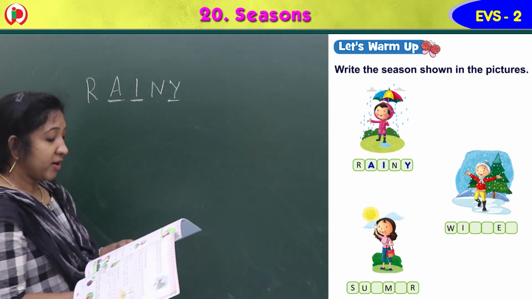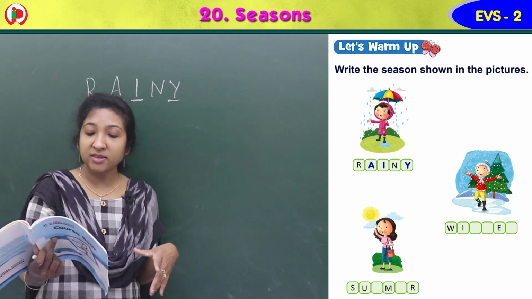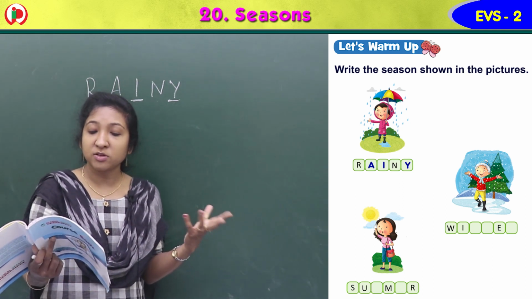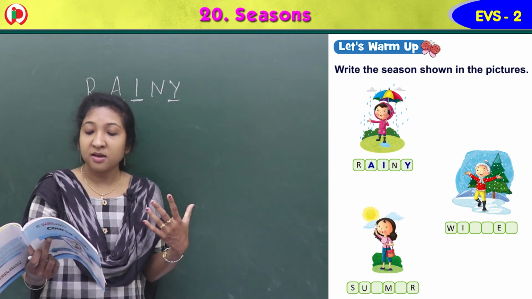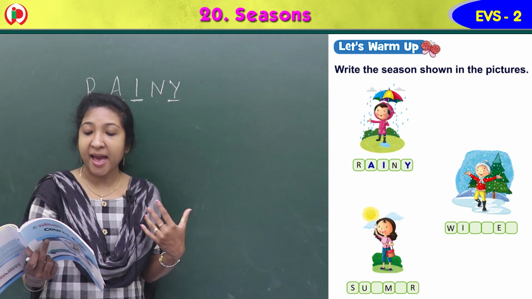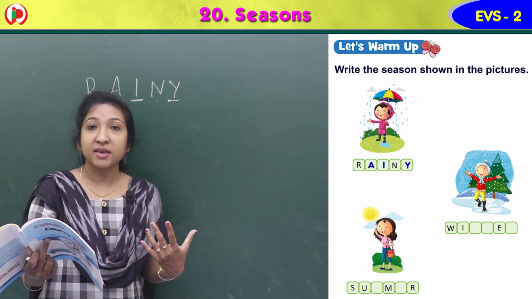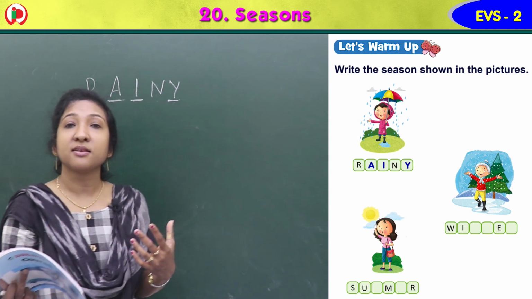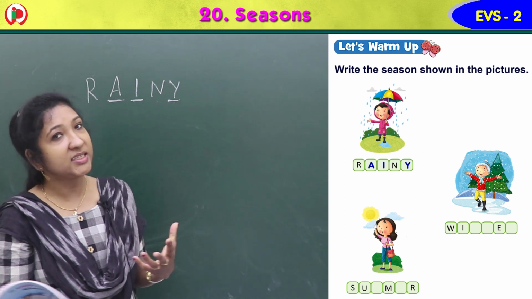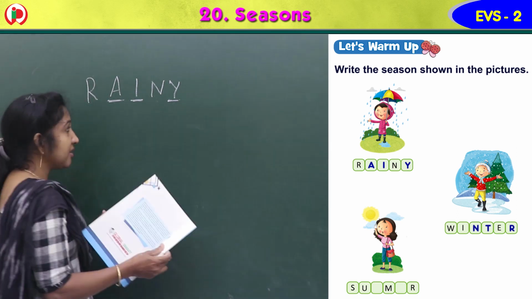Now, what about the second image? Second image, a child enjoying the weather, the snow or the cool weather. He wears a sweater, a woolen cap, gumboots or shoes, we say. Yes, it's cool weather. So which season is it? Yes, it is winter season. So complete that word, winter.